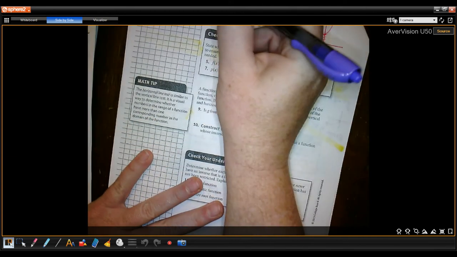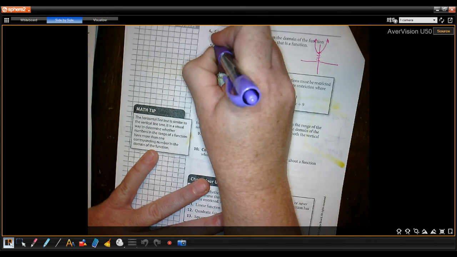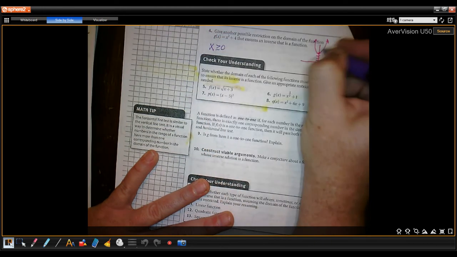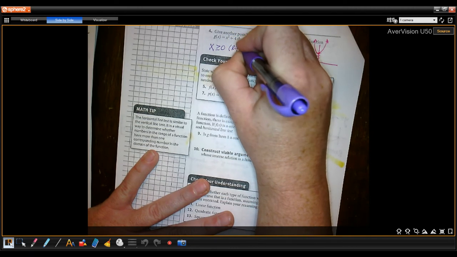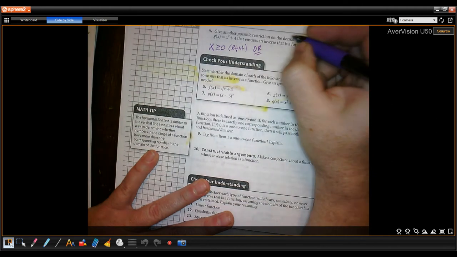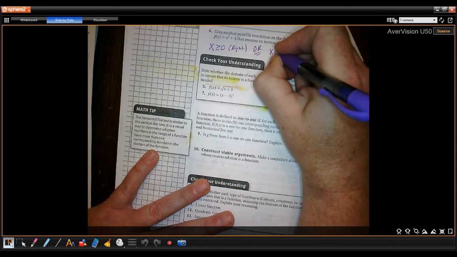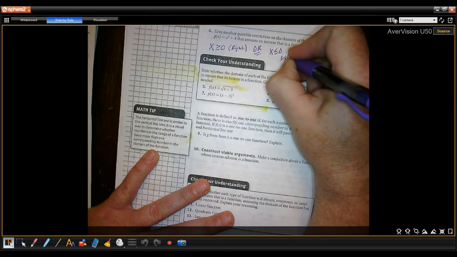Okay, so I want to restrict this domain. So you have two choices. Unless it specifies, you could do what you want. So you could say x is greater than or equal to 0, which means you want the right side, right? That's the right side. Or some of you in the class might say, hey, I want to restrict the left side. So that would be the left.